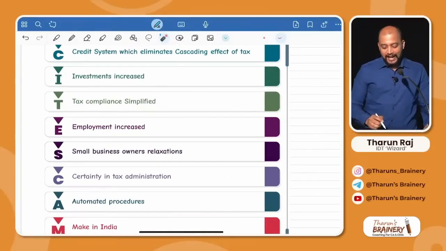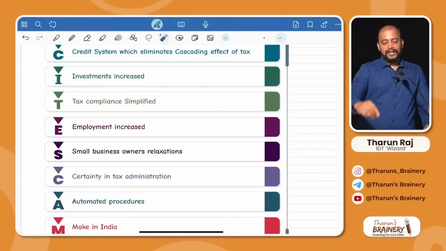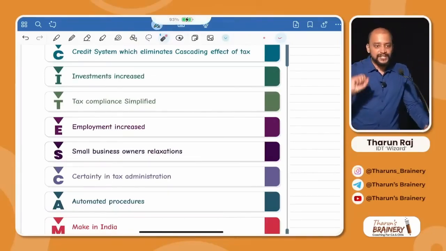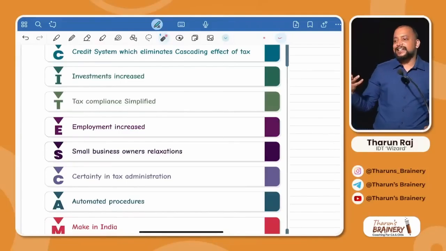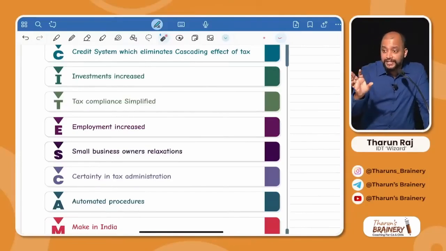And next, small business owners relaxations. We have composition scheme, means rather than paying GST at the regular rates, they need to pay GST at the reduced rates, and up to 20 lakhs, up to 40 lakhs, a person is not at all required to register and pay GST.